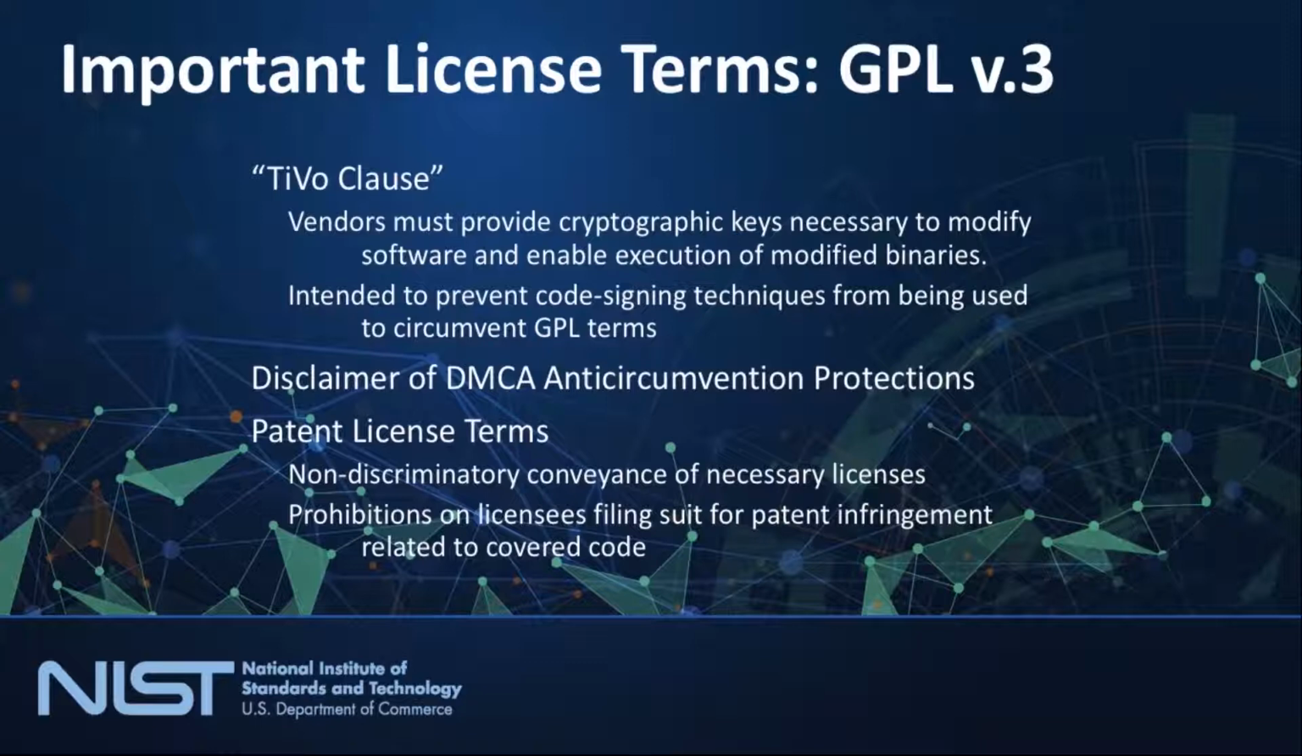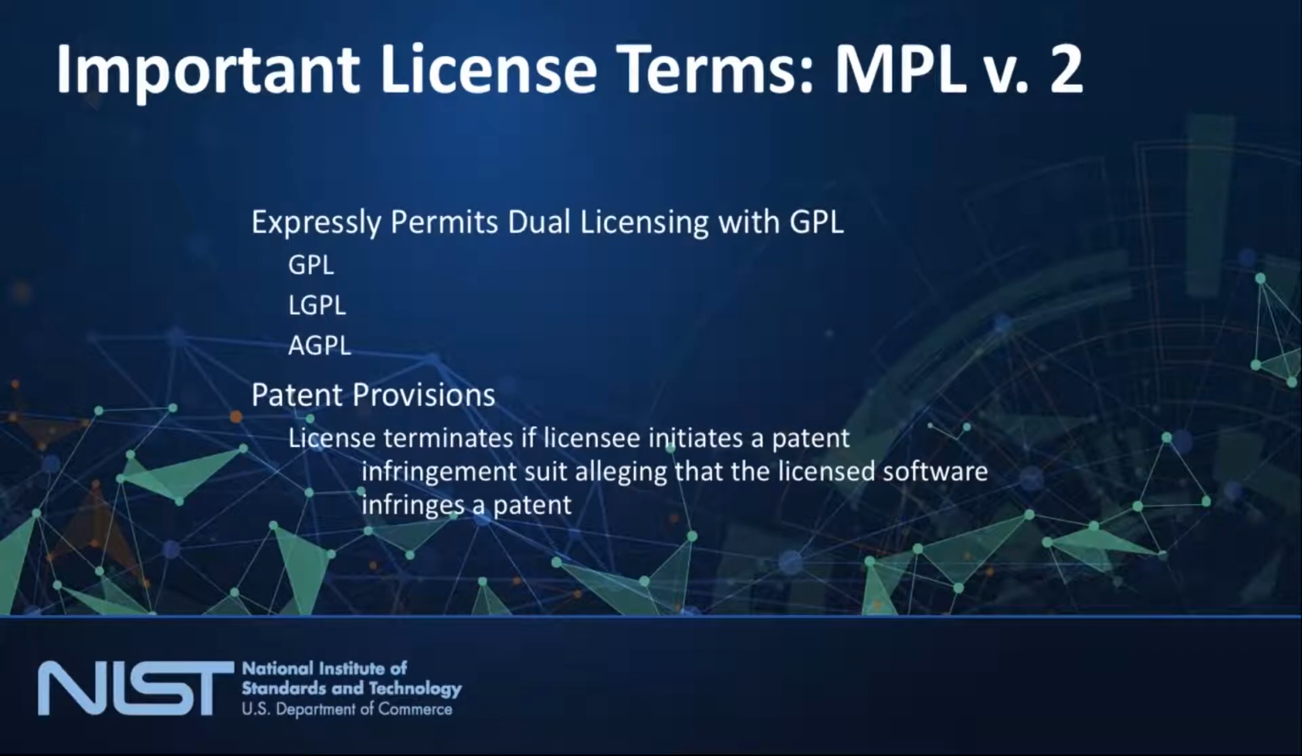So one of the other things, and this particular one with the MPL version 2 license terms, some of these open source licenses play well with other licenses and some don't. And that's important just to recognize, that some don't. MPL version 2 expressly permits dual licensing with the GPL license and the LGPL and AGPL. And then again, the license terminates under MPL version 2 if the licensee initiates a patent infringement suit. So if the licensee has patent rights and tries to sue, then that licensee's rights will terminate as a consequence of a patent infringement suit.